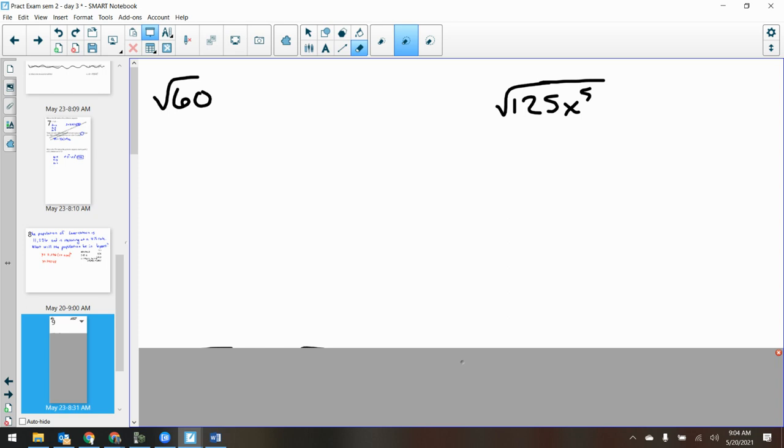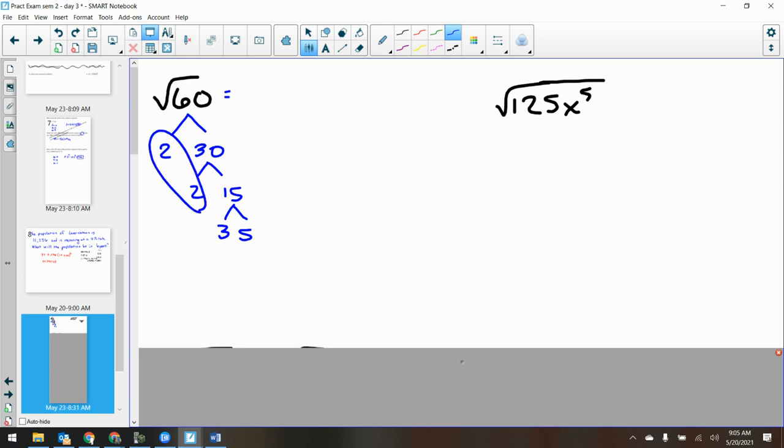All right, the square root of 60. Remember, that's a factor tree. That's 2 and 30, 2 and 15, 3 and 5. So we buddy up with the 2's. So that's 2 radical 15. There's my answer.